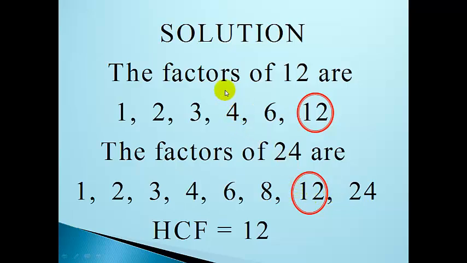Now, when we consider the factors of 12 and the factors of 24, we can see that the highest common factor is 12. And so the HCF is equal to 12. That is the highest common factor. The factor common to 12 and 24 is 12. So the highest common factor equals 12.